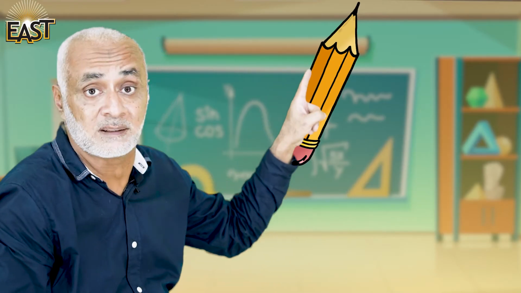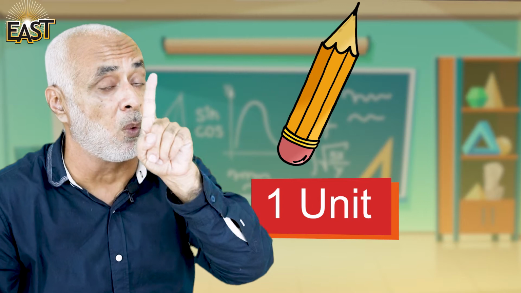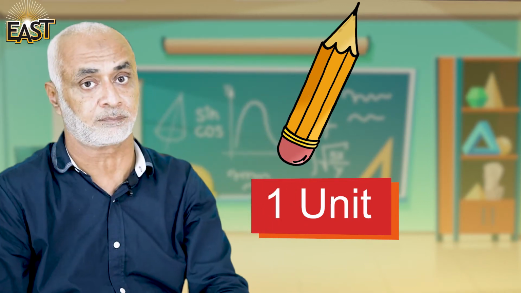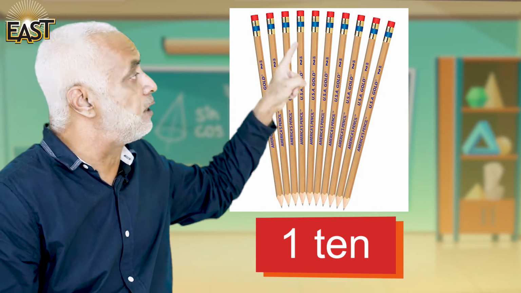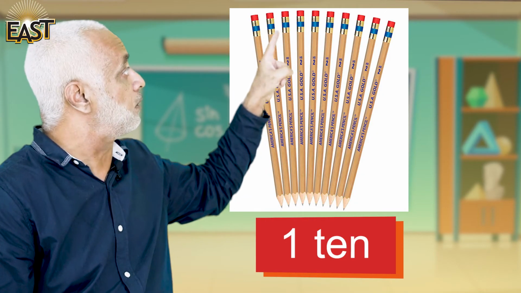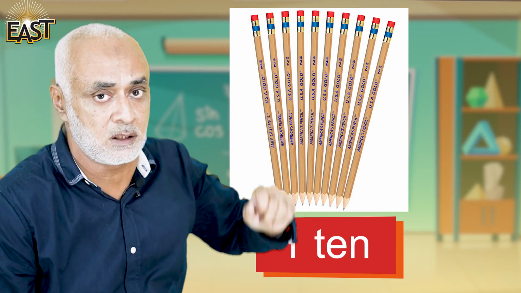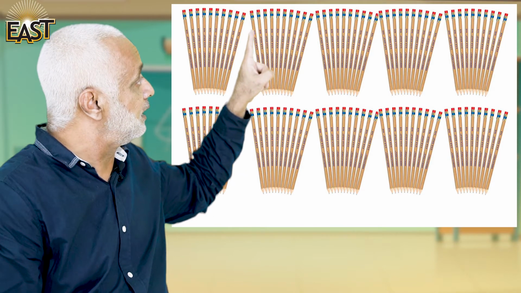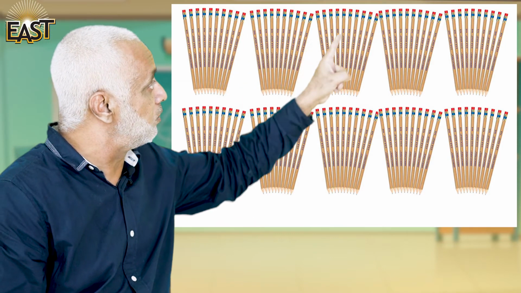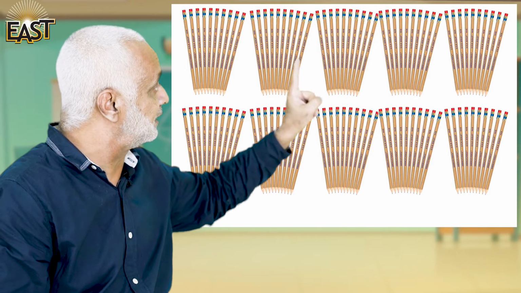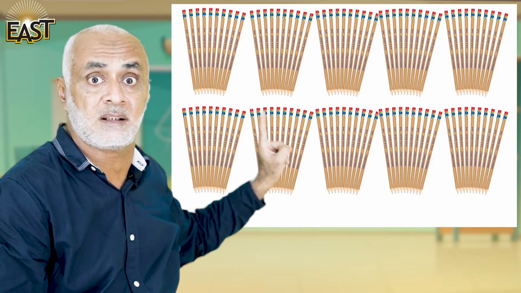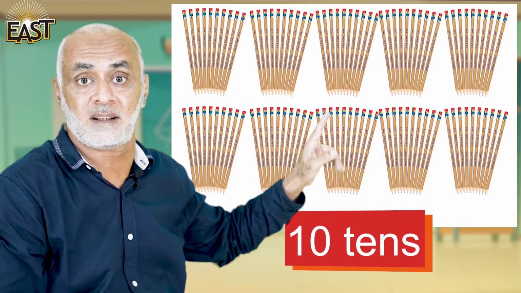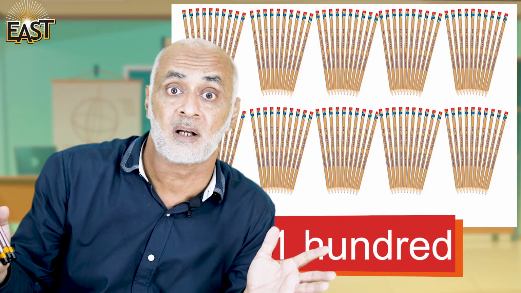So we have one pencil, that's one unit. One pencil is one unit. Now we have 10 pencils, so that becomes 10. Now we have how many tens? 1, 2, 3, 4, 5, 6, 7, 8, 9 and 10. So that becomes 10 tens, and that is 100.